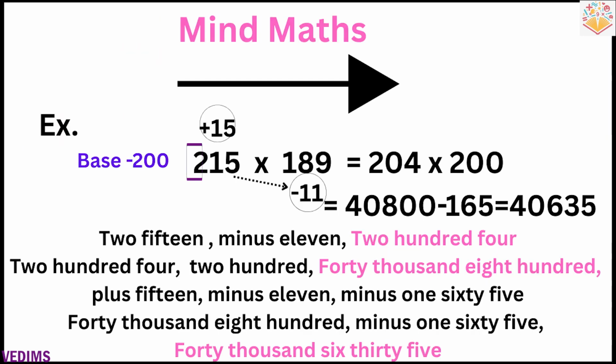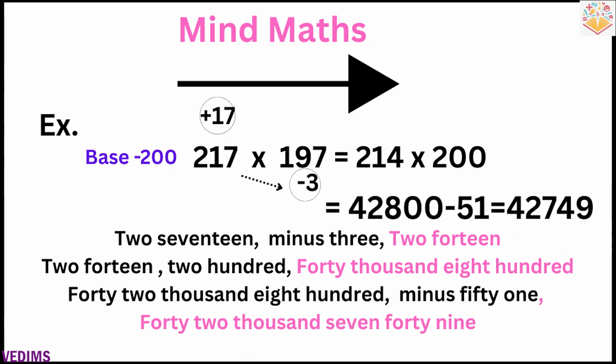Take the next example, 215 into 189. 215 is above 200 by 15 and 189 is below 200 by minus 11. The exceeding number and deficit number are 15 and minus 11 respectively. Now cross subtract: 215 minus 11 is 204. Multiply it with the base 200, you get 40,800. Now multiply the exceeding number plus 15 and deficit number minus 11, you get minus 165. Subtract 40,800 minus 165. You can use the compensation rule: 40,800 minus 200 will be 40,600. Add 35, by the compensation rule, 40,635.